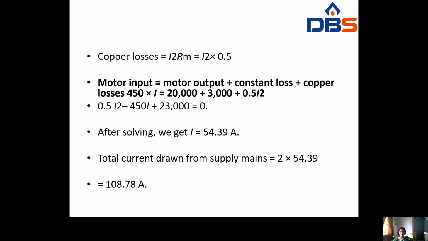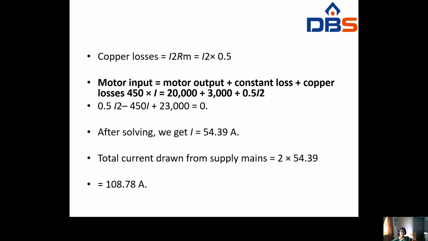Okay, so at that time here you have to write the formula for input: motor output plus losses. So what are the losses? Constant losses and copper losses. In a motor, always two losses will be present: constant losses and copper losses. You have already studied this in the machines subject. So motor input equals motor output plus constant loss plus copper loss.